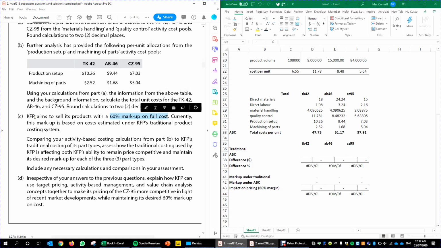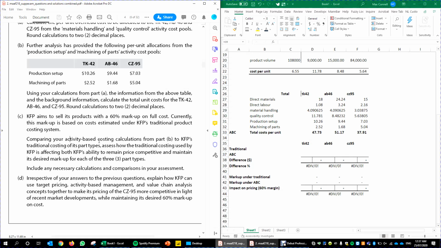So currently this markup is based on cost estimated under KFP's traditional product costing system, okay? So compare your activity-based costing calculations. Basically have a look at your ABC cost and add a 60% markup to assess how the traditional costing is affecting the company's ability to remain price competitive and maintain its desired markup for each of the 3 part types. So the desired markup is 60%. Okay, so how are we going to address this question?